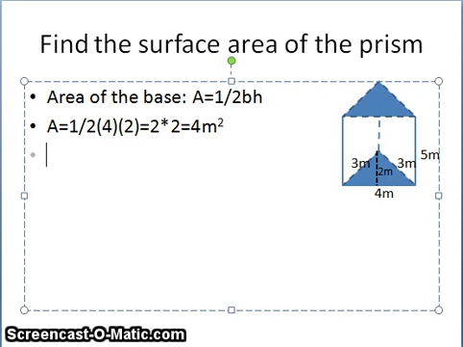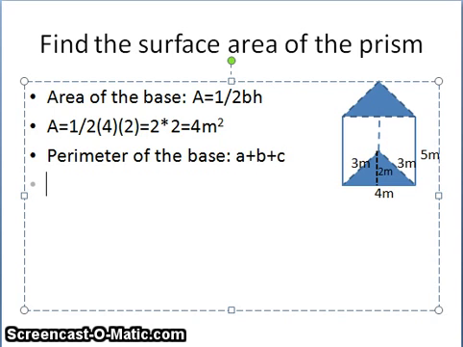And then I also know that I'm going to need the perimeter of the base. And if I do the perimeter of the base, that just means adding up all the sides. So the perimeter of the base is a plus b plus c. It's just adding up all 3. So if I look at this one, the perimeter is going to be 3 plus 3 plus 4, which is 6 plus 4, which is 10. So it's going to be 10 meters.